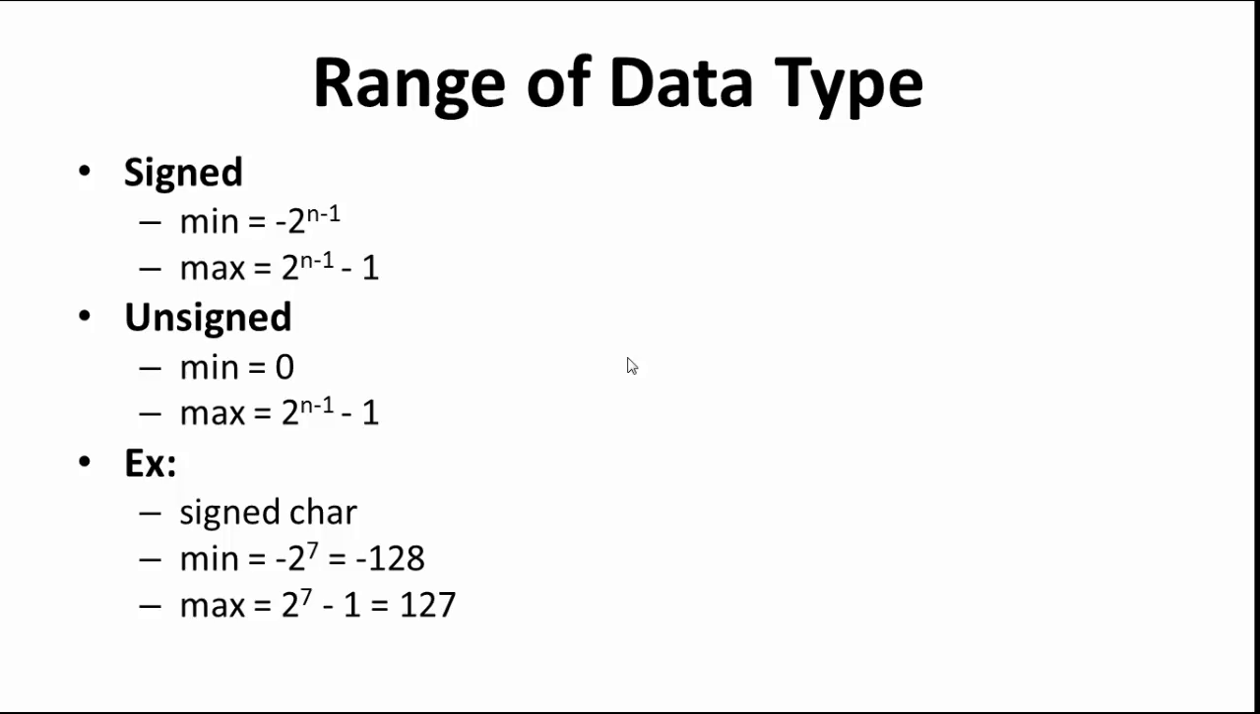For finding maximum value, we can use the formula 2 to the power n minus 1 minus 1. So the value is obtained as 127. It is the maximum value that a signed character variable can store. So in this way you can find any range of any data type. Never try to remember the range of data types. There are these simple formulas that can be used to obtain the range.